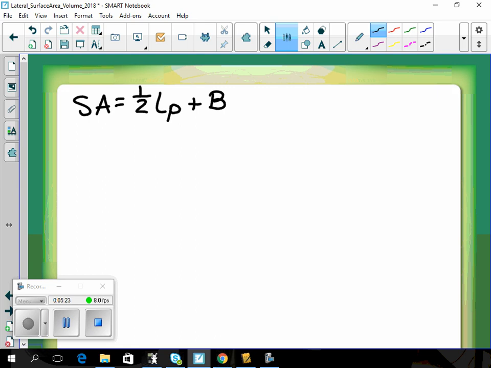Hopefully it says this. What is that? Well, it's the lateral area that we just found plus the area of the base. That's what that says. So we just found the lateral area, so the only thing we need to find now is the area of the base.